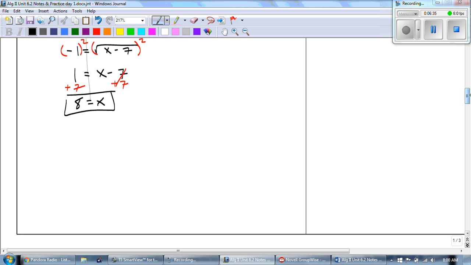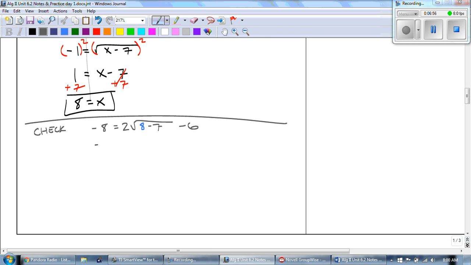Now, before I go all highlighter crazy, yeah, we have to check it. So we have x equals 8. So there's my 8 minus 7 minus 6. Okay. So underneath 8 minus 7 is 1. The square root of 1 is 1.